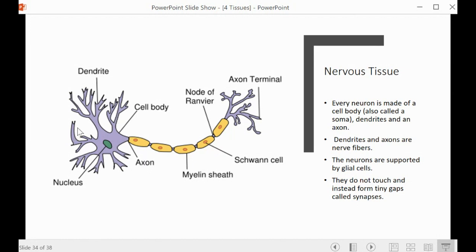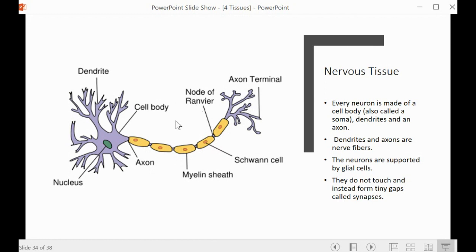Off of this, we also have dendrites. Dendrites are where we're going to receive that signal. And then the signal is going to travel here down the axon. The axon is covered over by these Schwann cells here in this image. And those are forming the myelin sheath. Okay, myelin sheath. That's going to insulate.